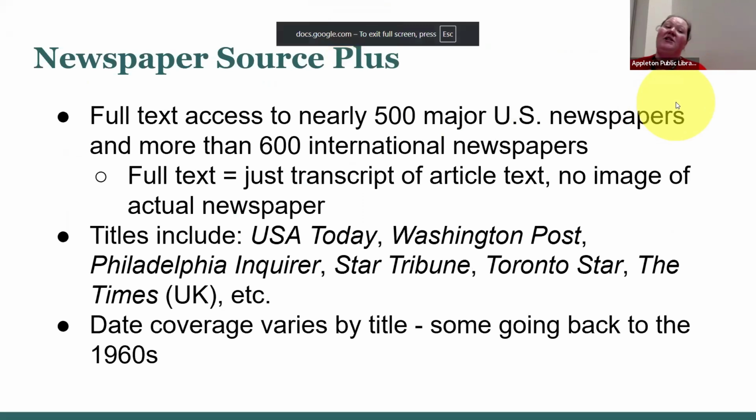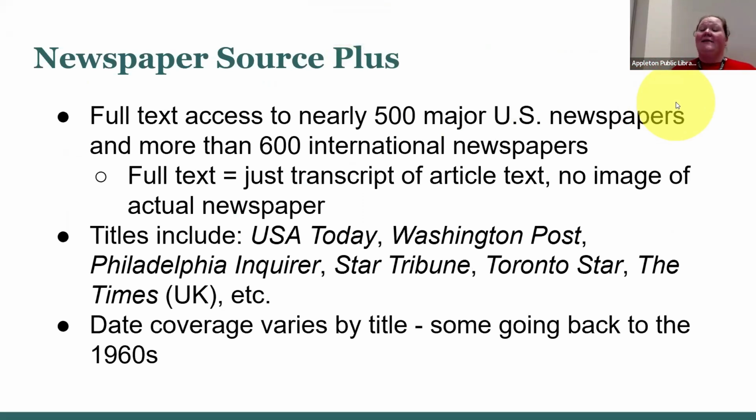Next up is our Newspaper Source Plus. So this is another database that you have access to for free from the library. So this includes full text access to nearly 500 major US newspapers, and more than 600 international newspapers. What I mean by full text is it's kind of just a transcript of the article, and you don't get that actual image of the newspaper like we've seen up until this point with the other databases. So it's just going to be the text of an article.